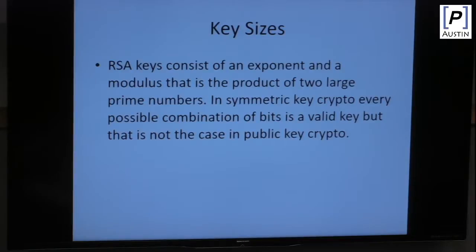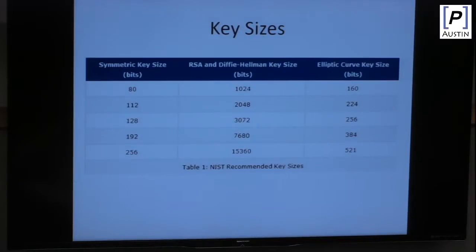So 4 isn't a valid number. Here's a comparison of the key sizes. Look at the comparable key size for symmetric key crypto versus RSA and ECDSA as well. Let's say you want the same security as you get from a 128-bit symmetric key. You can have a 3072-bit RSA key that achieves that same level of security, and with elliptic curves, you can have a 256-bit key.